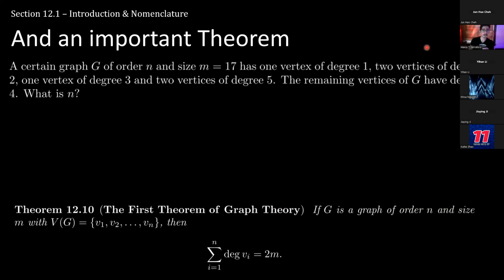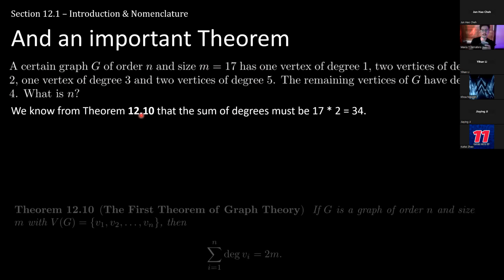For example, suppose we have a certain graph G of order n and size m equals 17. And it has one vertex of degree 1, 2 vertices of degree 2, 1 vertex of degree 3, and 2 vertices of degree 5. Then the remaining vertices of G, we also say that they have degree 4. This is just a graph. We can't see it, but we're given this information about the graph. And then we're asked, can you give me the order n? Okay, so we know that m is 17. So that immediately tells us that the sum of the degrees must be 2 times m, so 34.